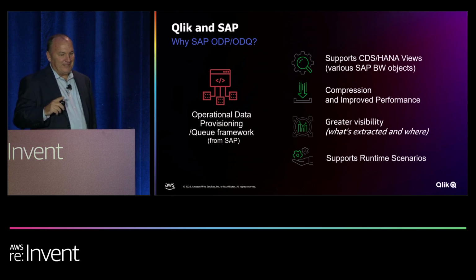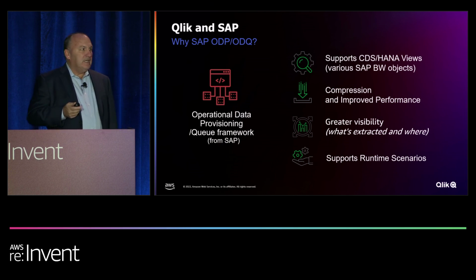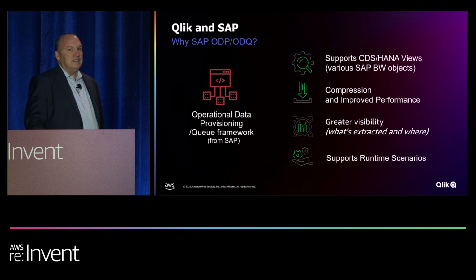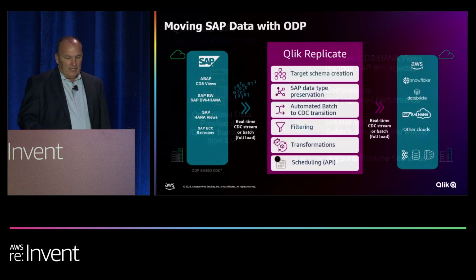There's a lot to talk about SAP, but I wanted to make sure we talked about this because it's new. SAP ODP, so operational data provisioning or operational data queuing. This is a relatively new framework introduced by SAP. This is a way that you can get at CDS and HANA views very easily. The compression is significant. What we've seen internally is 90-95% compression, so that really significantly improves performance. You get greater visibility, observability, what's happening, where it's getting extracted to. And again, this is all supported through a runtime license. So this is a really interesting way in which you can do that.